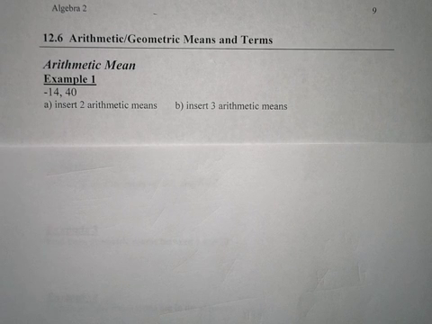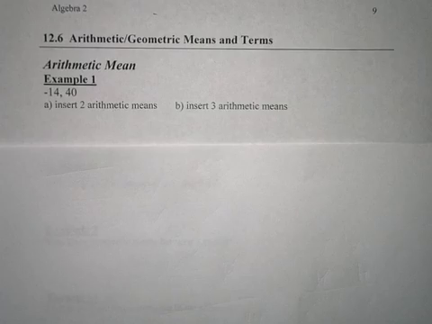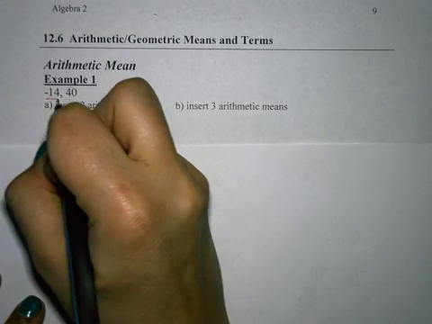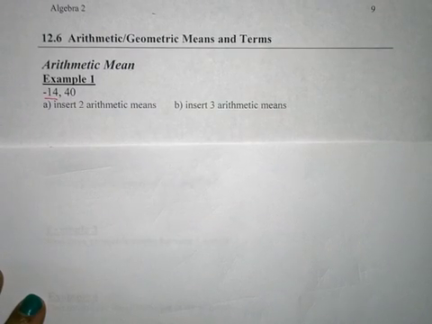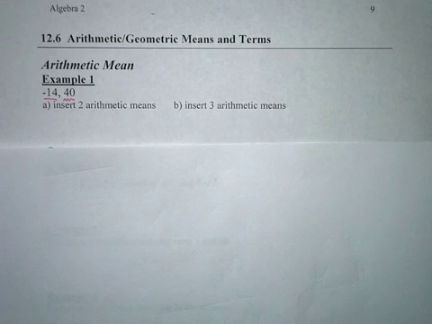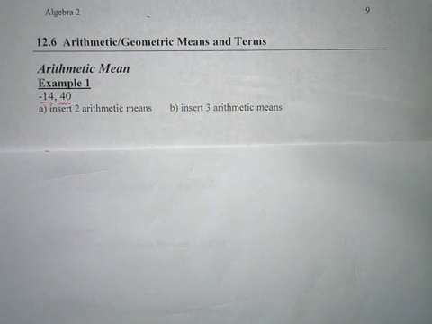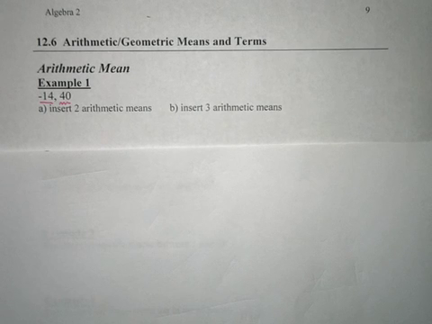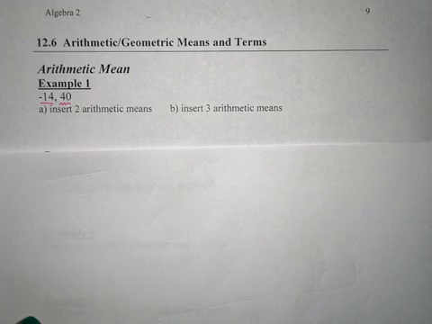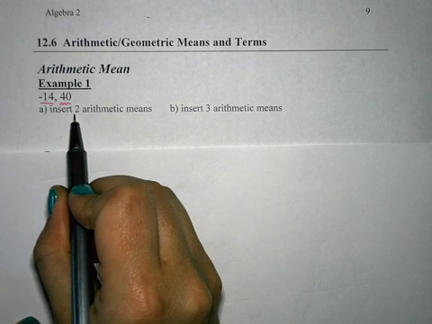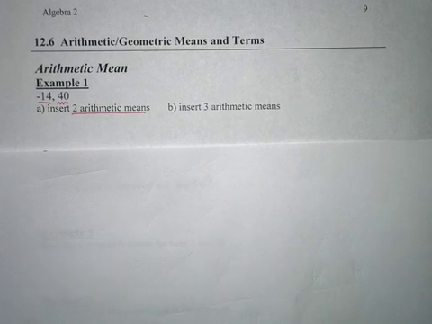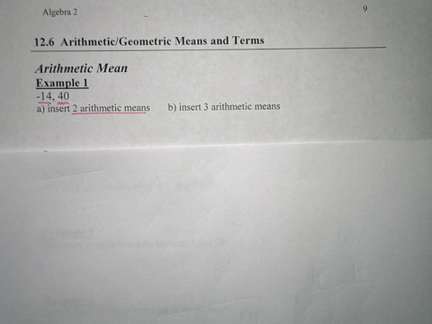So, an arithmetic mean, the first example, I'm going to do a part A and a part B. I tell you that the beginning term is negative 14, and I want the entire sequence to end at 40. So that's the beginning term and the last term. Part A, I want us to insert two arithmetic means into that sequence. So that means I want to insert two numbers into that sequence.